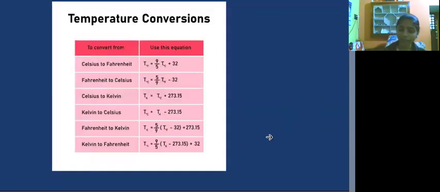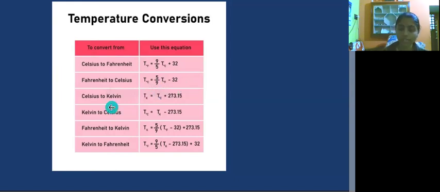So here we have a table. We can convert between scales easily. The first one is Celsius to Fahrenheit. To convert Celsius to Fahrenheit, we do 9/5 times the temperature in degrees Celsius plus 32. This is the formula. Next, for conversion of Fahrenheit to Celsius, we have 5/9 times (degrees Fahrenheit minus 32).